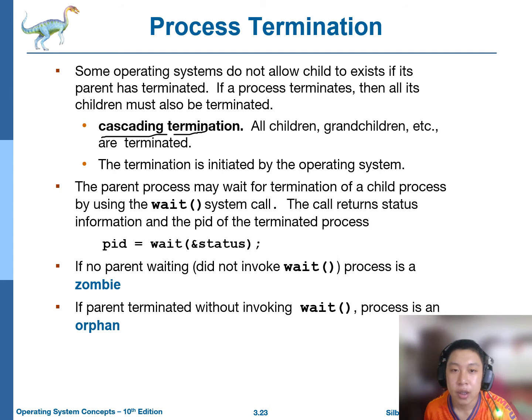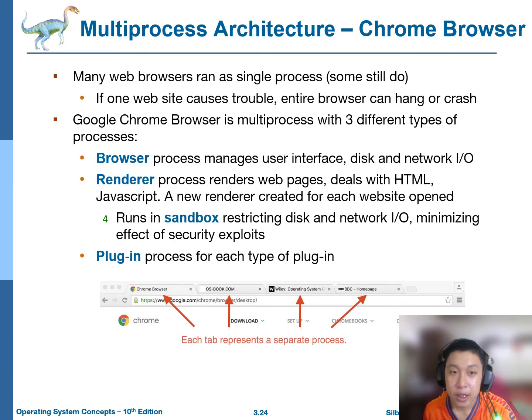Cascading termination: all children and grandchildren are terminated. The termination is initiated by the operating system. If a parent is not waiting, the process is a zombie. If a parent terminates without invoking wait, the process is an orphan. Next slide.